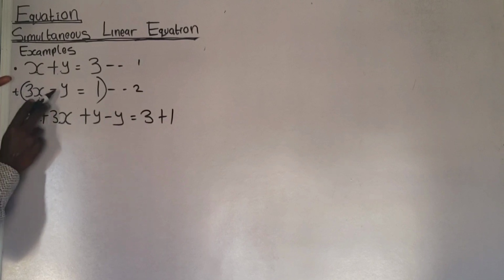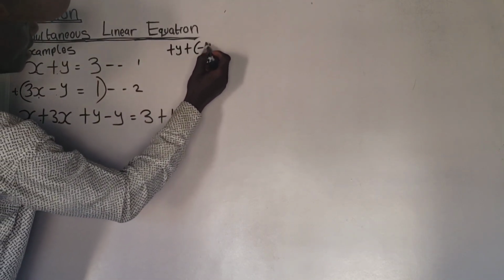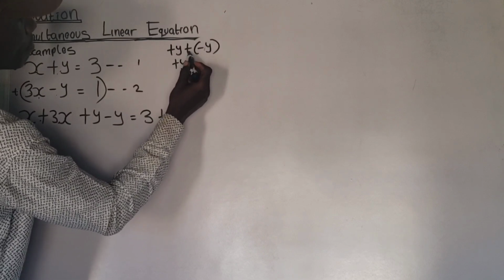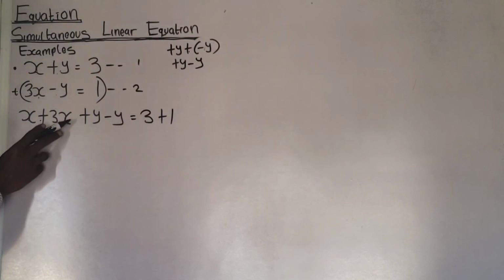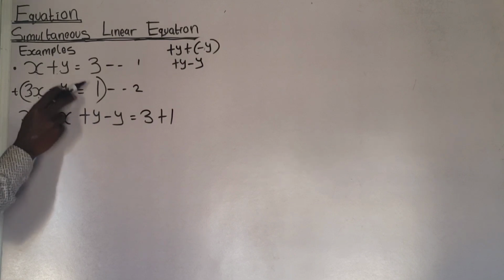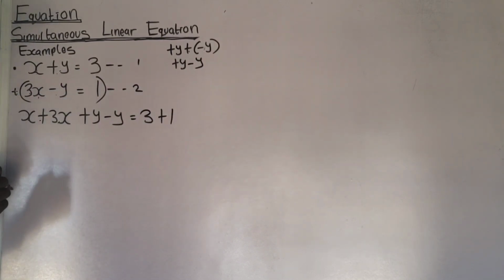Plus y, plus minus y. I'm going to have plus y, plus times minus will give me minus. You understand? So that's why I have plus y minus y. Do you understand? And the right hand side of both equations, 3 plus 1. I got what? 3 plus 1. Do you understand? Okay, let's proceed.